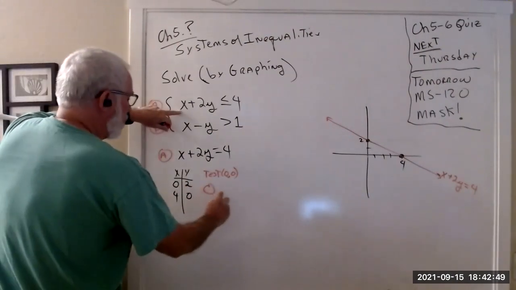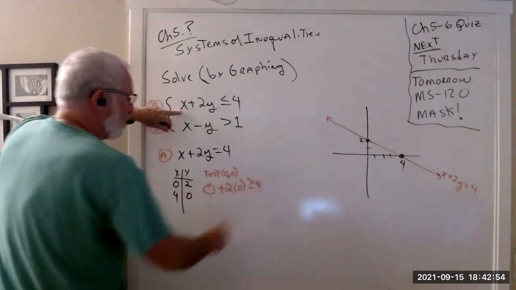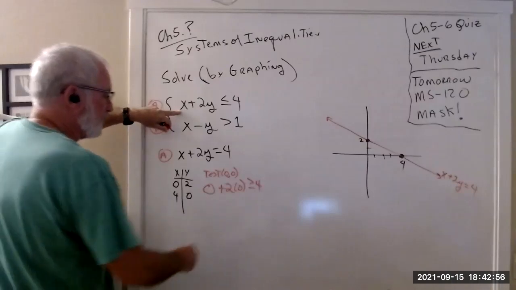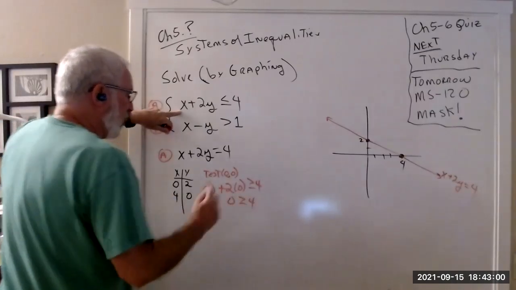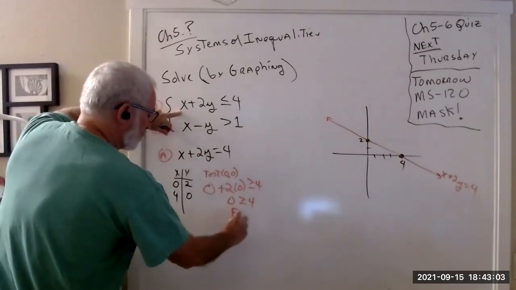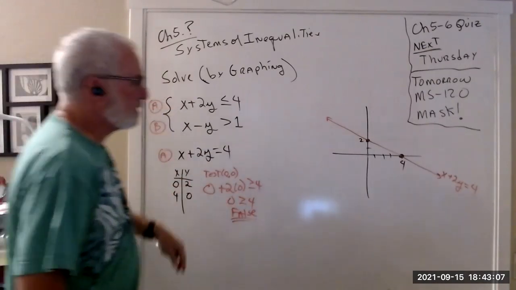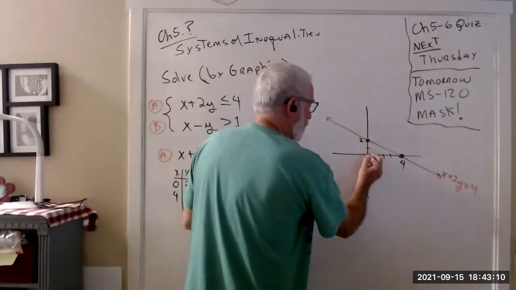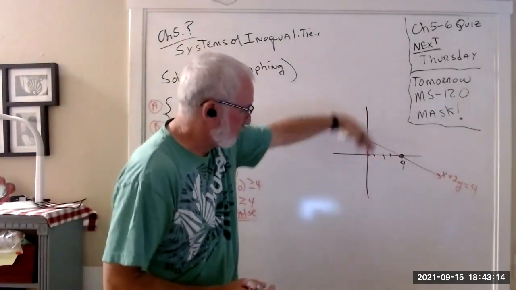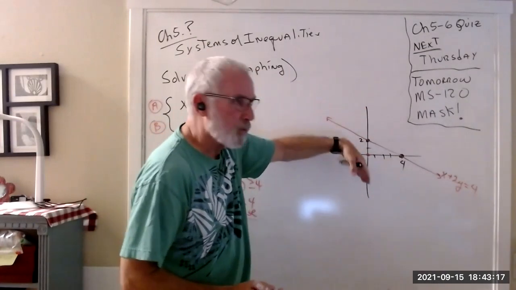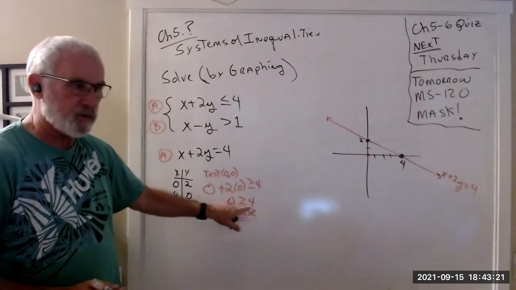So that's 0 plus 2 times 0 greater than or equal to 4. Oh, this is a cool question. So this becomes 0 is greater than or equal to 4. Now, that's false. So watch carefully, please. My test point, 0, 0, relative to the red line. So 0, 0 was below the red line. Below the red line was false. 0 is not greater than 4.